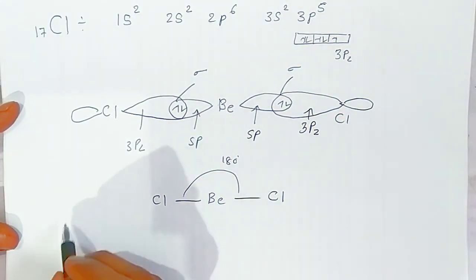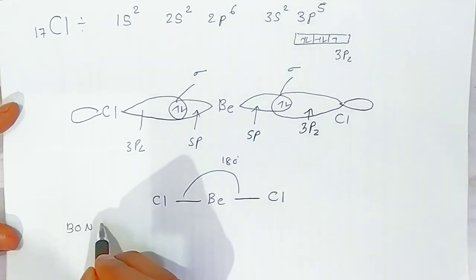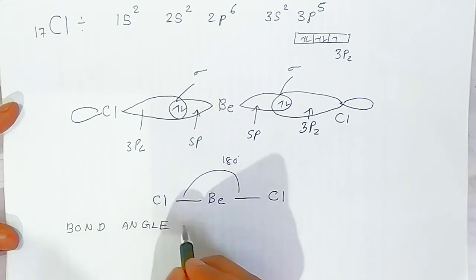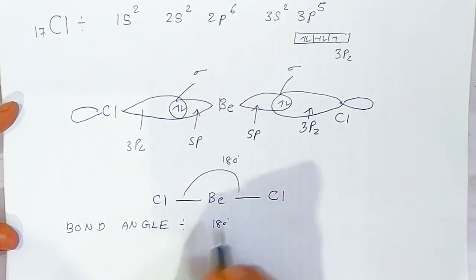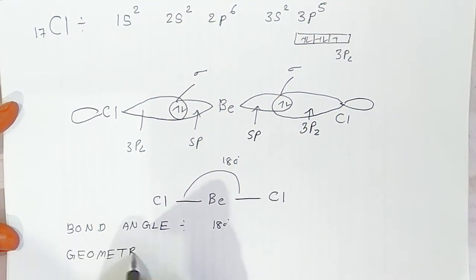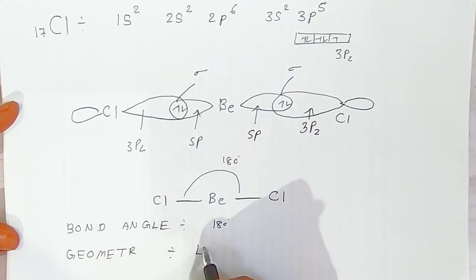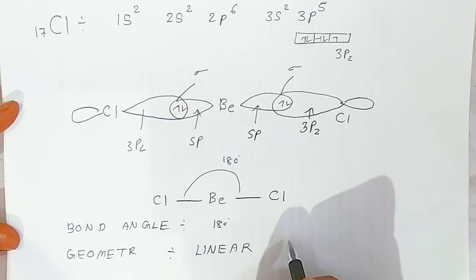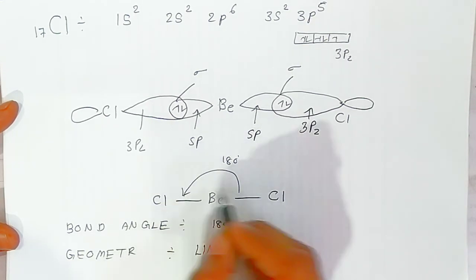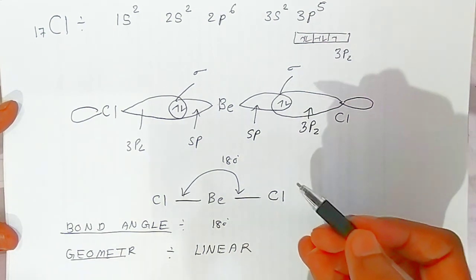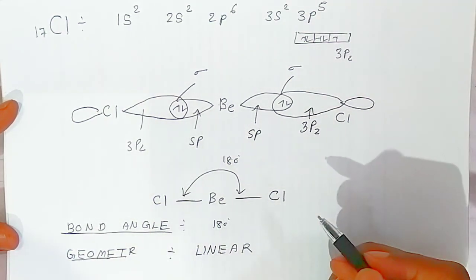When you see the geometry, what is the bond angle? We can explain the bond angle of this molecule is 180 degrees. What is the structure, how does it look? That means you should know the geometry. With the help of the geometry, you can explain the structure. It is a linear geometry. Why is it linear? Because they are present on one line. So we call it linear geometry. So this way, students, we have explained beryllium dichloride with the help of sp hybridization.